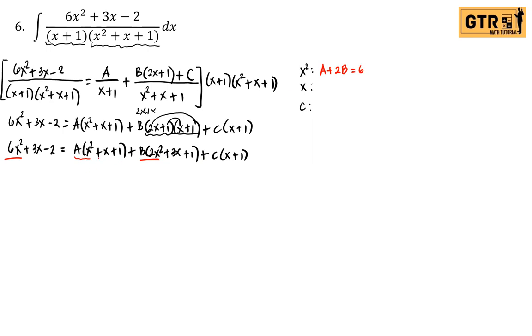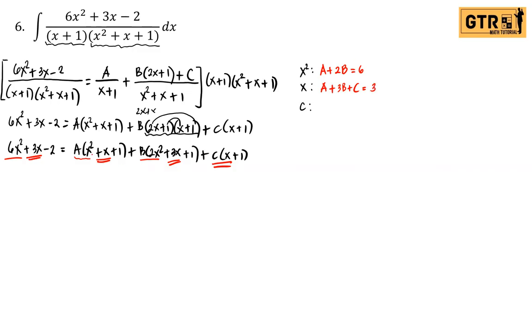Then equation number 2, we have the coefficients of x. So we have a, plus 3b, plus c equals the coefficient of x here, that is equal to 3. Equation number 2.